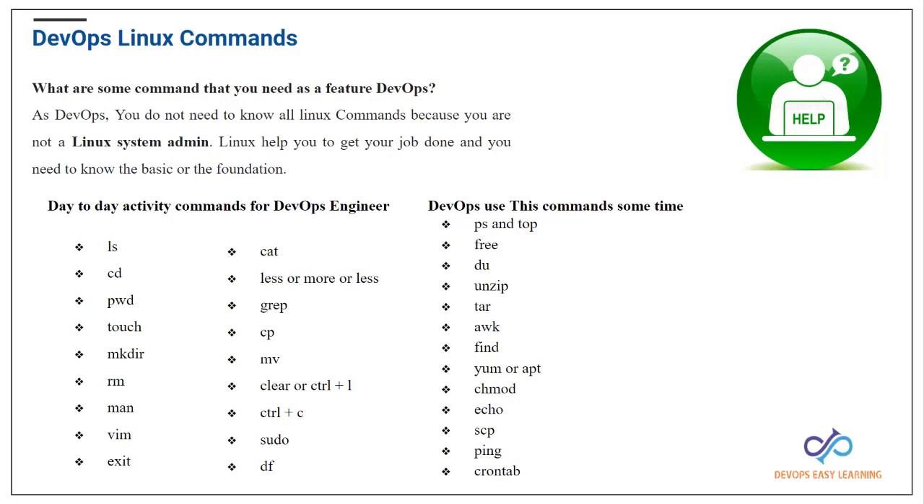The awk command or the cut command. Let's say you want to print a particular column of the file, use the awk command. The find command, let's say sometimes you have a directory on the Linux server and you don't know where to find that. What can you use? You can use the find command.